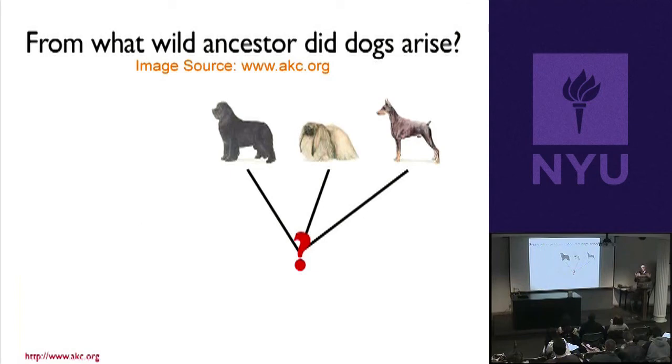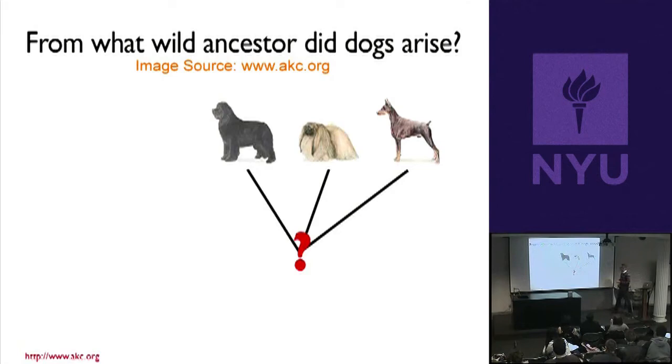This, in general, is a very hard question to ask, because we don't have access to this ancestor. This ancestor lived sometime in the past and died. And in general, despite the efforts of archaeologists to dig up remains of various things and study them, we will never have access to the ancestor of all dogs.